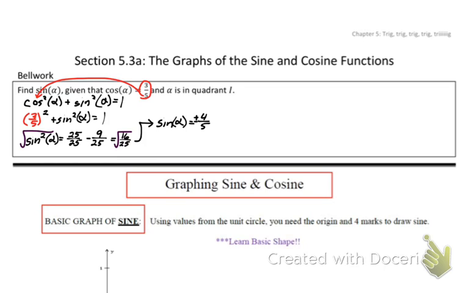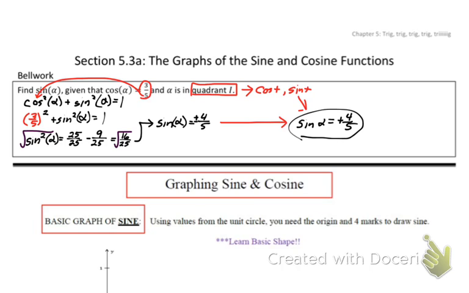So what I should have done, I should have started out by saying, hey, they gave me quadrant 1 for a reason. Because in quadrant 1, all students take calculus, all are positive, so cosine's positive. My sine is positive, so my answer also better be positive. So both those are pointing to the fact that sine alpha equals a positive 4 over 5. You don't need to have that plus sign there. I'm just overemphasizing the fact that I knew which one I wanted.